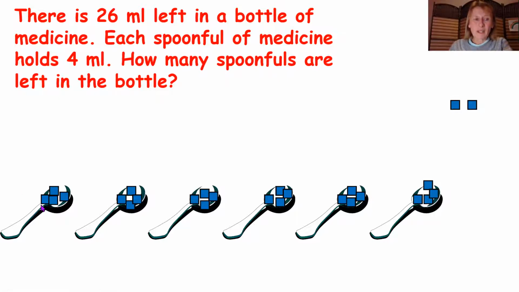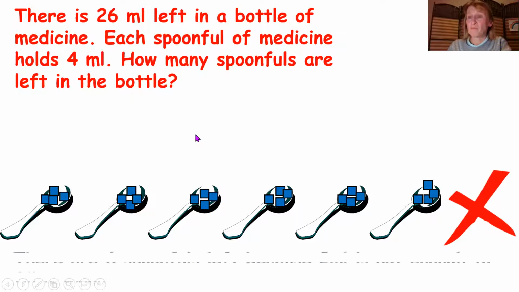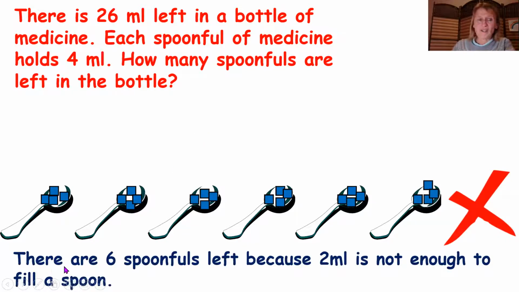Okay, now we measured out these 6 spoonfuls that were in the bottle, but these do not make a spoonful. This is a dribble in the bottom of a spoon. So we can only make 6 full spoonfuls. So my answer, oh, here we are. Here's the last spoon. We're going to put a big cross over it because it does not make a full spoon. So my answer is there are 6 spoonfuls left because 2 milliliters is not enough to fill a spoon.